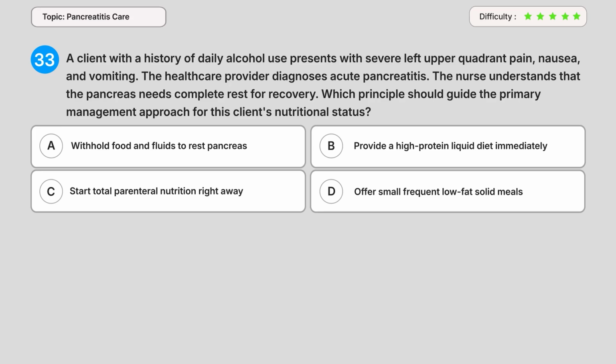A. Withhold food and fluids to rest pancreas. B. Provide a high-protein liquid diet immediately. C. Start total parenteral nutrition right away. D. Offer small, frequent, low-fat, solid meals. Do you know the answer?